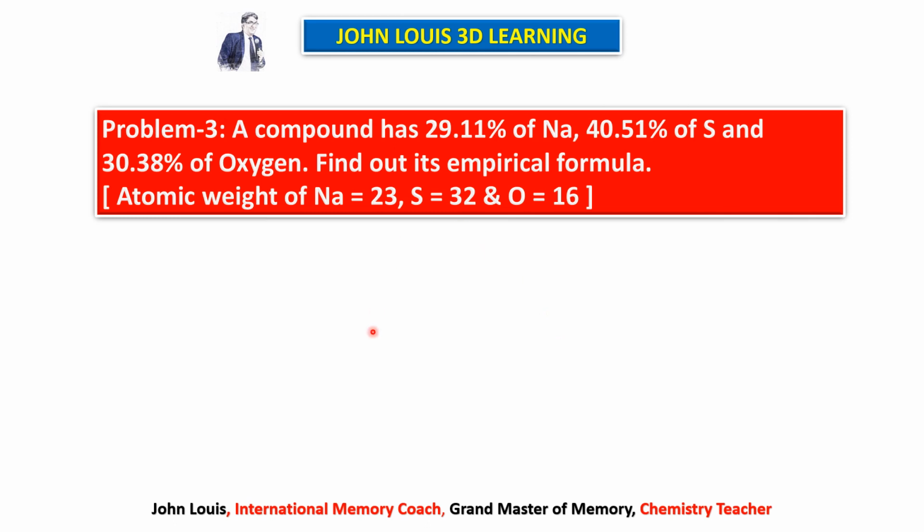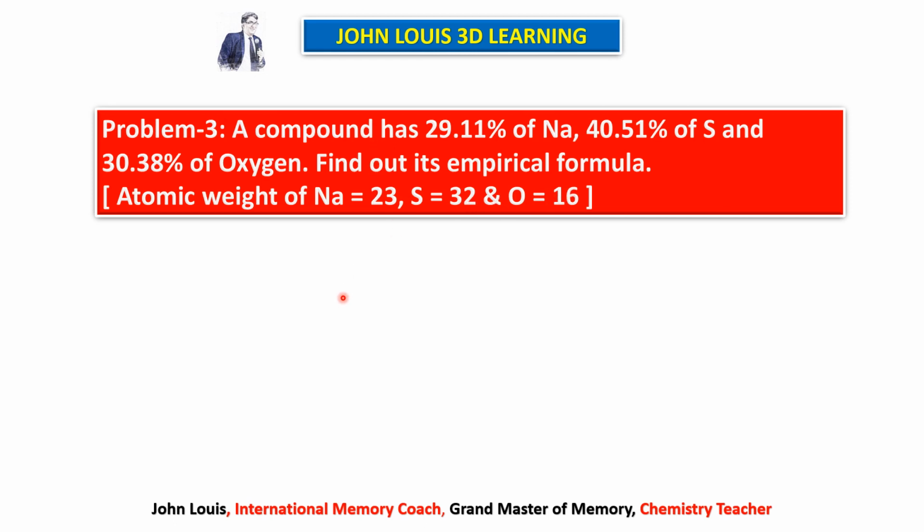Problem number 3. A compound has 29.11% sodium, 40.51% sulfur and 30.08% oxygen. Find out its empirical formula. Again here we are asked to find out only the empirical formula, not the molecular formula. So atomic weights are given as sodium 23, sulfur 32, oxygen 16.